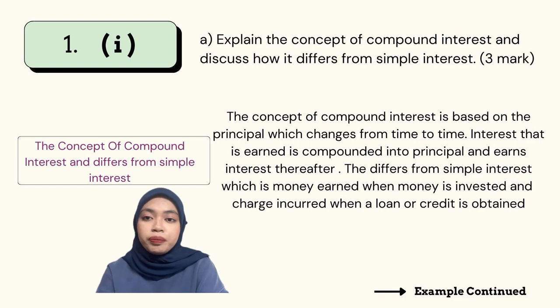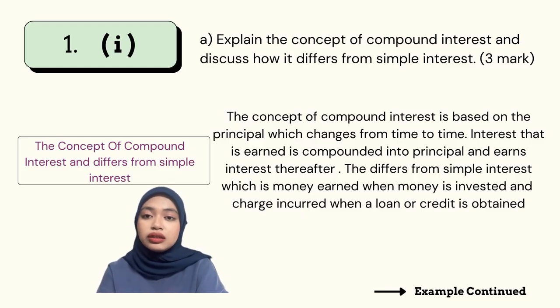So for part A, compound interest is interest calculated on the principal plus accumulated interest from previous periods. This means interest earns interest, causing the total amount to grow faster over time. In contrast, simple interest is calculated only on the original principal, so the growth is lower.